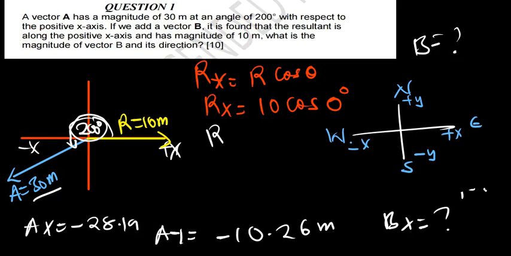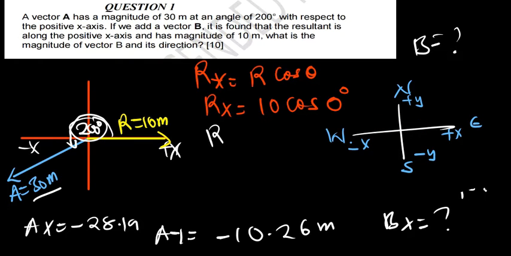Sometimes they can say negative x axis, which is the same as saying the vector is going toward west. So since we are measuring the angles from this line all the way until it touches the vector, if a vector is going toward west or toward negative x-axis, the angle is 180 degrees. We're cool there, right?